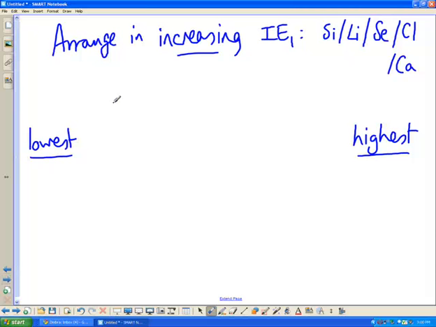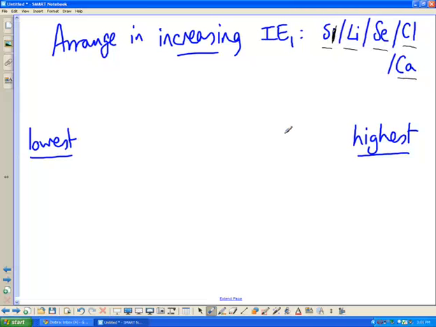Now what if we were to do this? If we were asked to arrange the following elements in the increasing order of first ionization energy. Increasing means we've got to put the lowest first and the highest last. And we have 5 elements. Actually, that should be sulfur, lithium, selenium, chlorine, calcium.